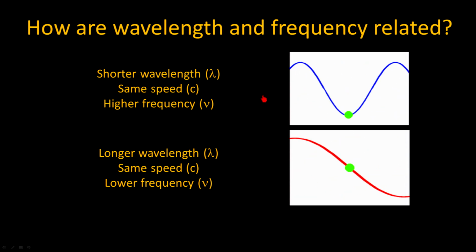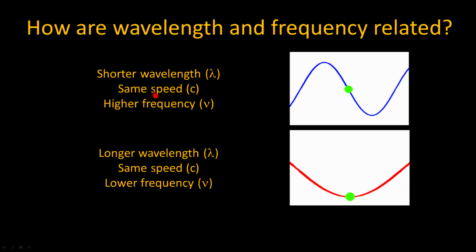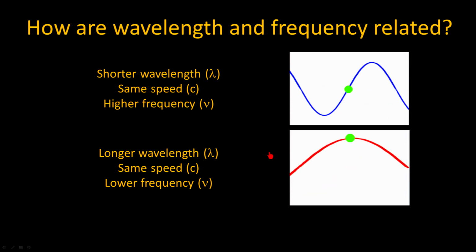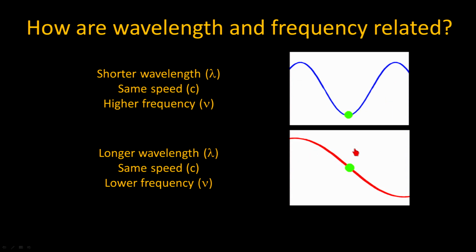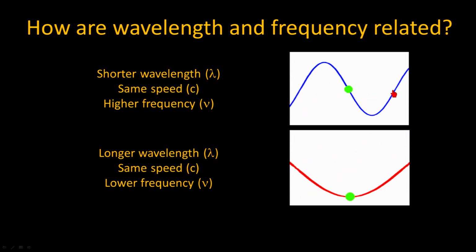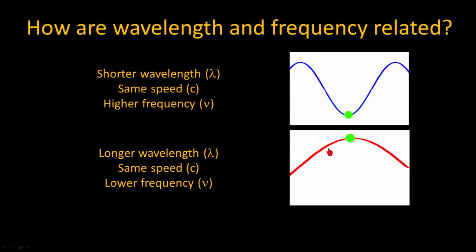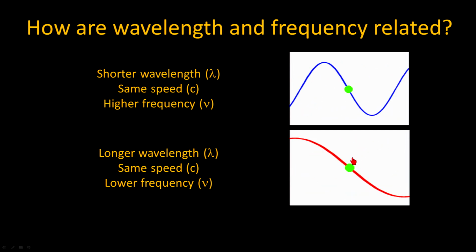But if you remember from a previous segment, all light has to travel at the same speed. So this wave is traveling at the same speed that this wave is. It may not look like it, but they're traveling at the same speed. Now here's what I want you to notice. When the wave is forced to travel at the same speed, the shorter wavelength makes the green dot rise and fall more frequently. The longer wavelength makes the green dot rise and fall less frequently.